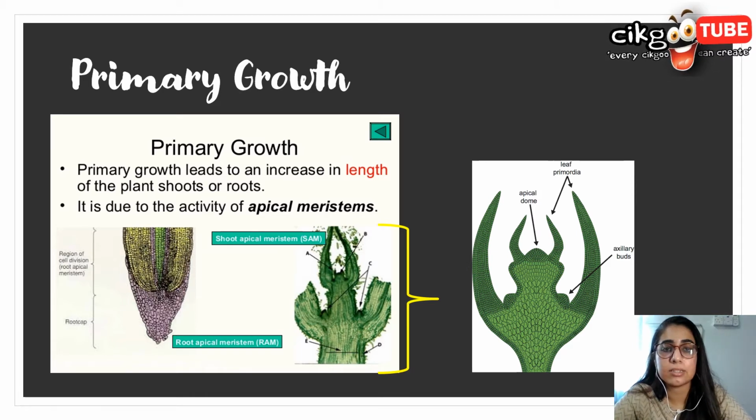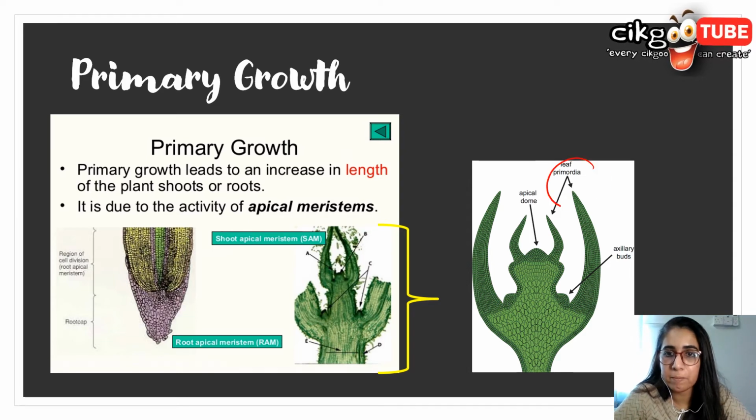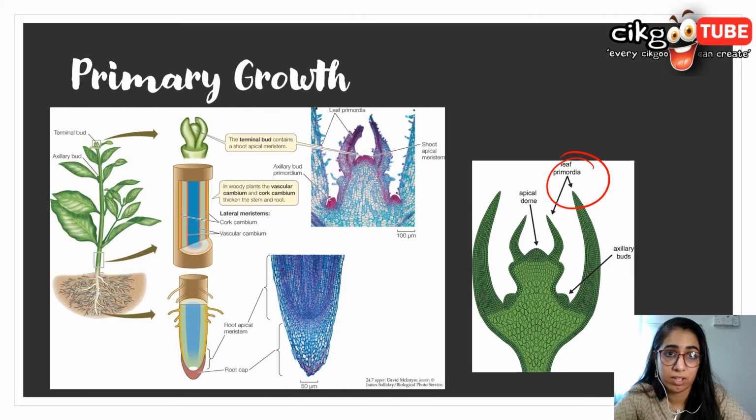Now, at the shoot tips, the leaf primordia and the shoot primordia will grow to form new leaves and shoots. This enables the plants to increase in height. At the root tips, the root cap becomes exhausted as they penetrate the soil. This causes the cells of the root cap to be replaced by the meristem cells. So that is primary growth, usually at the shoot and the root, the apical meristems.